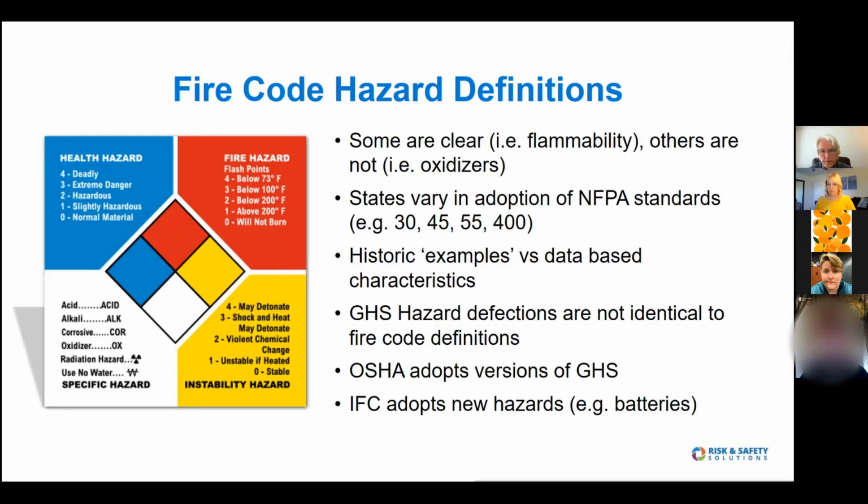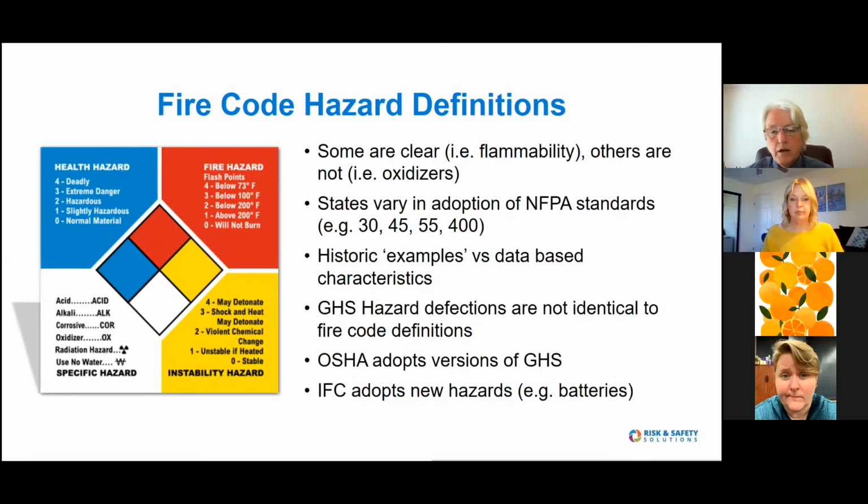I mentioned the GHS hazard codes are not identical to the fire codes. And OSHA adopts different versions of GHS. They adopted version 3, now they're on version 7. The GHS itself has gone beyond version 7. So some of the nuances are built into the new versions of GHS where the old ones weren't.